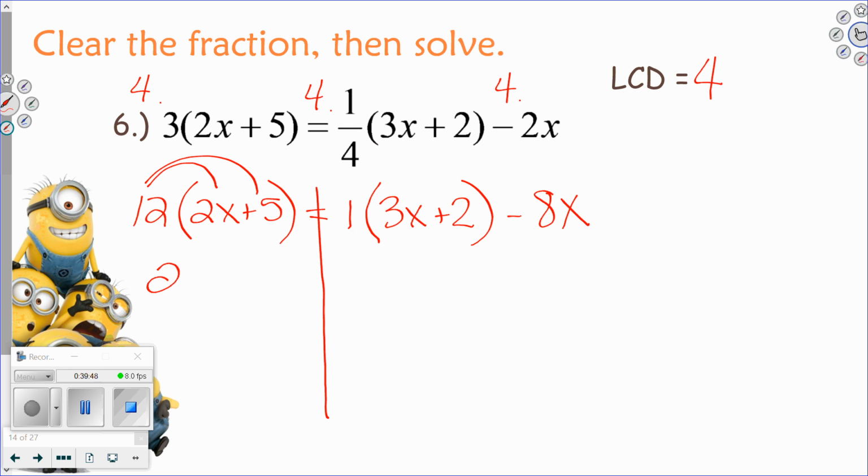So we're going to get 24x plus 60. Over here, he asked the question, did I have to write down that 1? No. When I distribute it, it doesn't change anything. That's still going to be 3x plus 2. Then I have minus 8x. Now what?